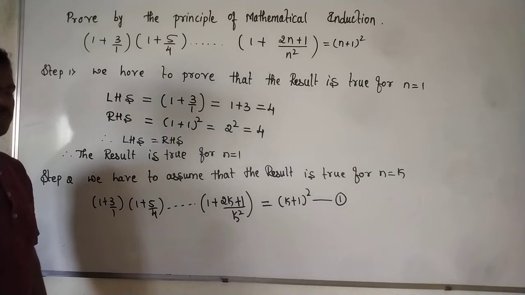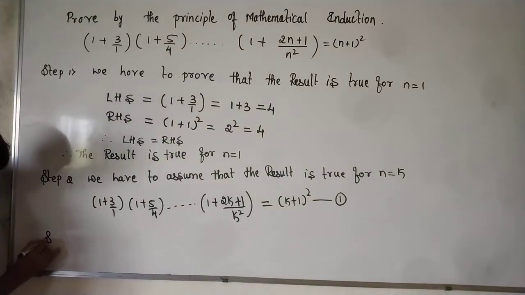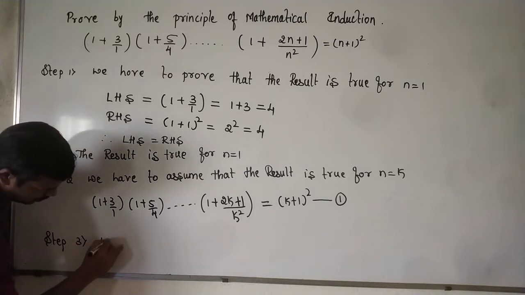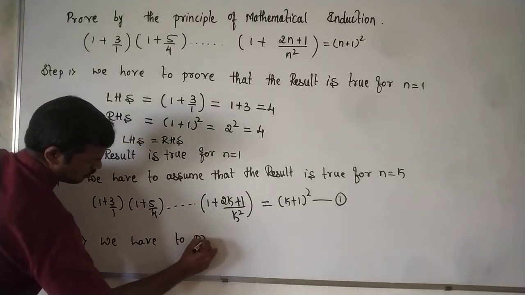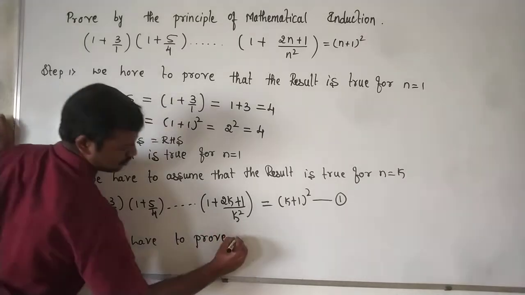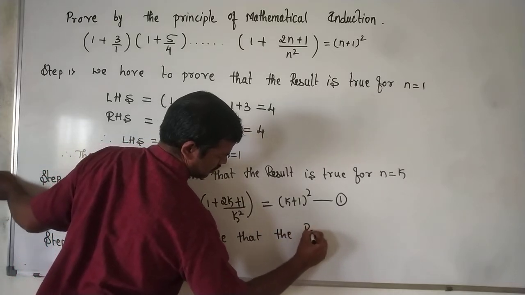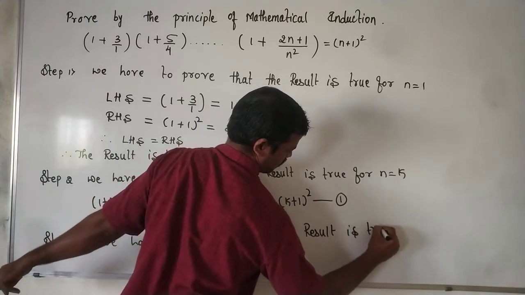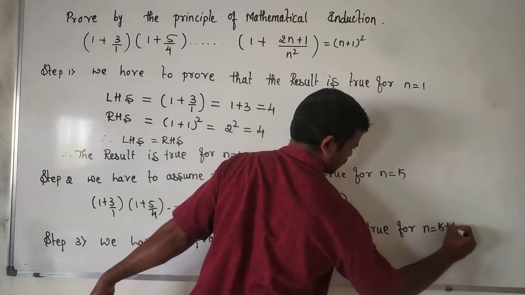Now the final step: we have to prove that the result is true for n equal to k plus 1. So step 3, we have to prove that the result is true for n equal to k plus 1.